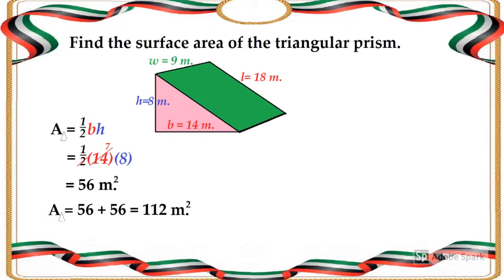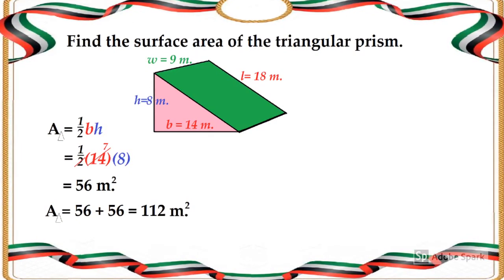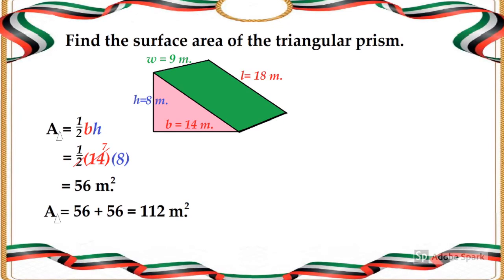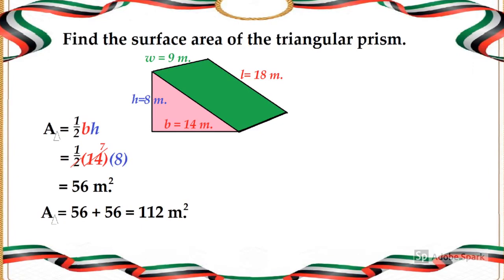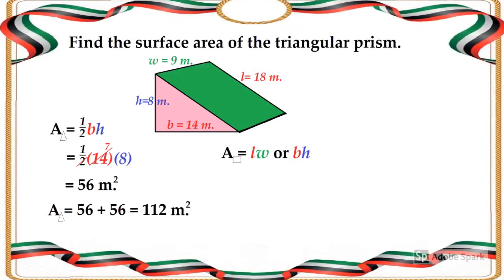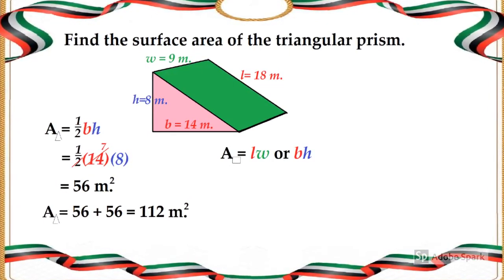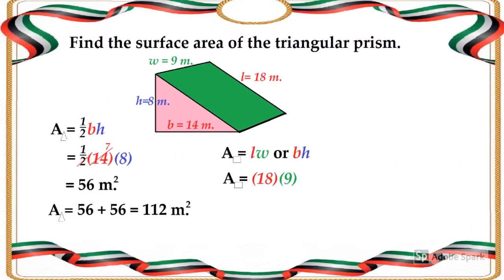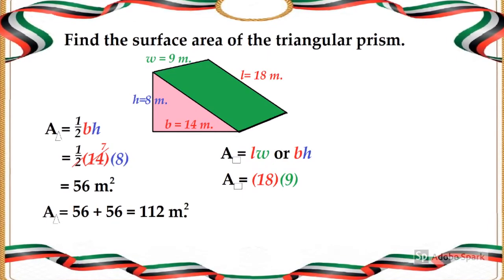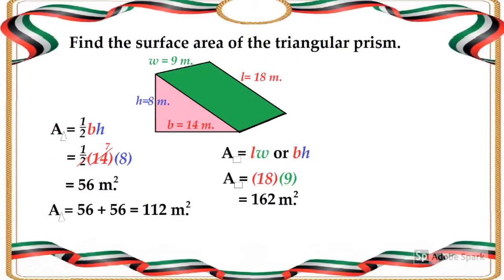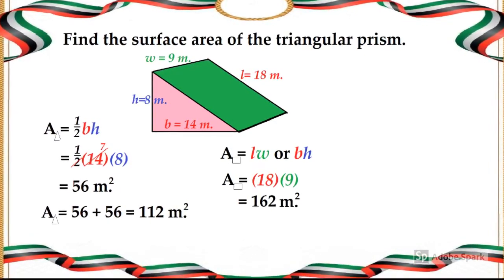But in a triangular prism, we have two triangles, one in front and one at the back in this figure. Therefore, to get the total area of the triangles, 56 plus 56, it will give us 112 meters square. Now, let us solve the area of the rectangles one by one. The formula is length times width or base times height. To solve for the area of the green rectangle that is shown, we can simply multiply 18 by 9. It will give us 162 meters square. That is the area of the green rectangle.